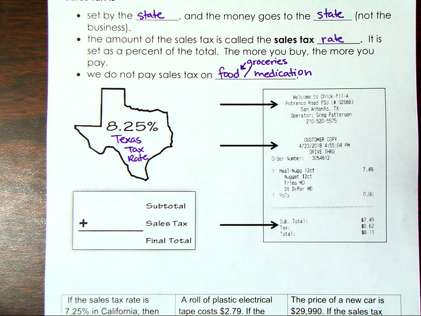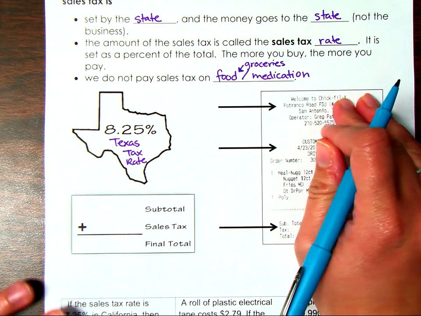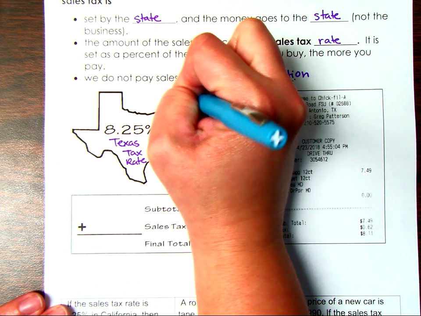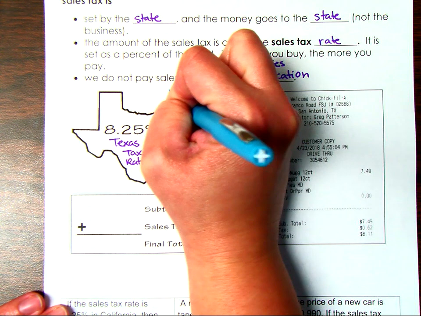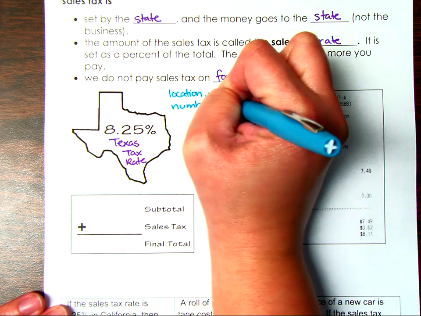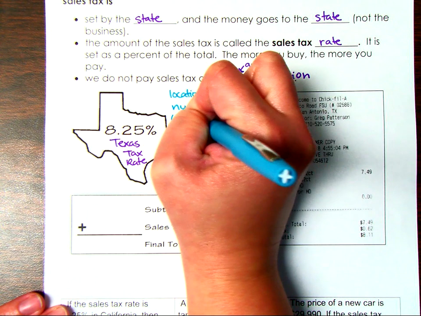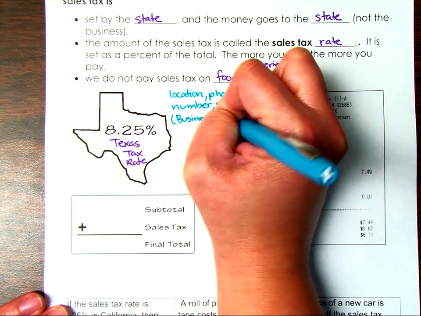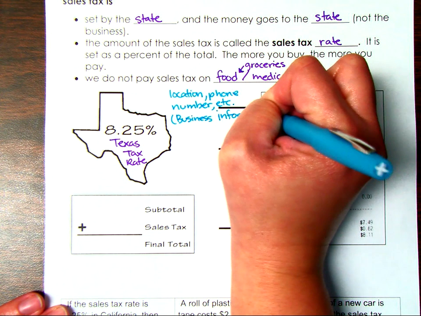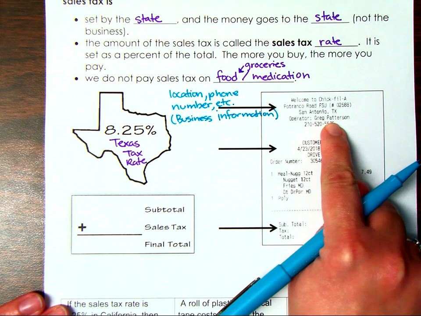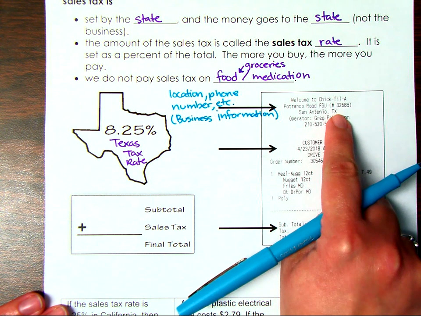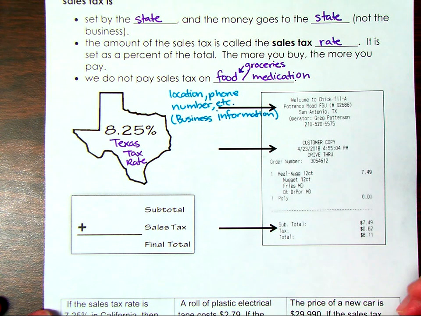So let's break down what's over here. This is just an example receipt from Chick-fil-A, and at the very top of the receipt, you're going to see some important information: the location, the phone number, etc., basically just business information. The reason we have that is if there's something wrong with your receipt, you need to have that location, the manager's name, and that phone number, because sometimes when you call in, they're going to ask for that information. What location did you go to? Because there's a lot of Chick-fil-A's.